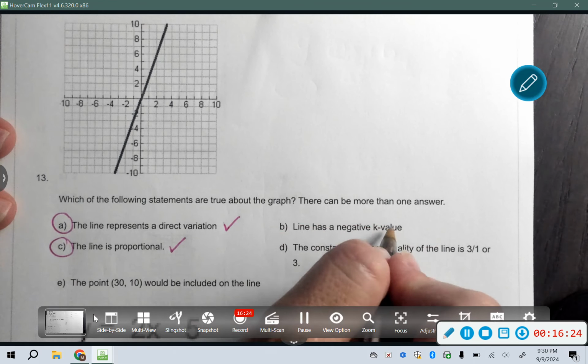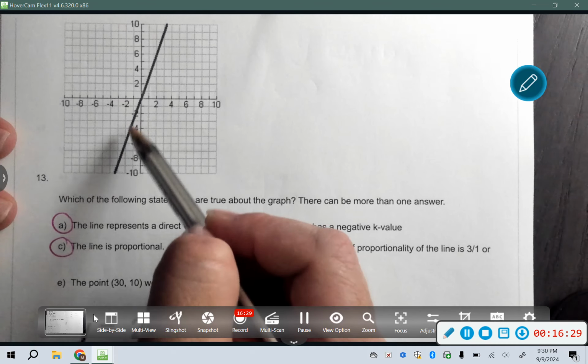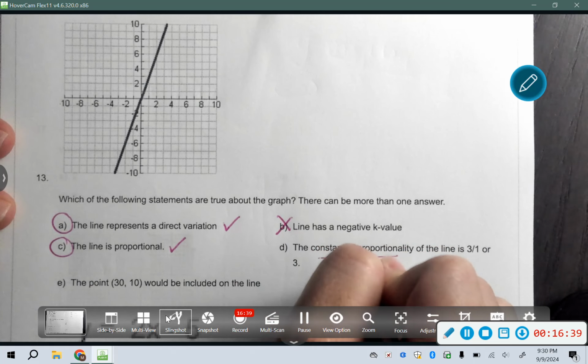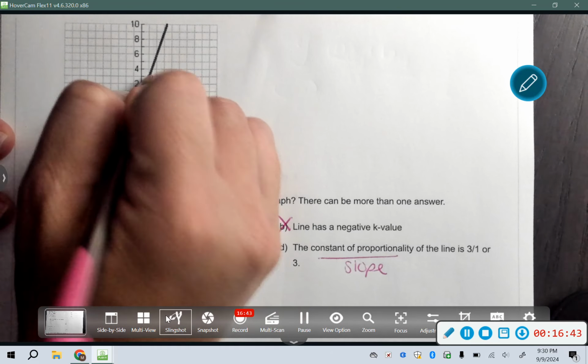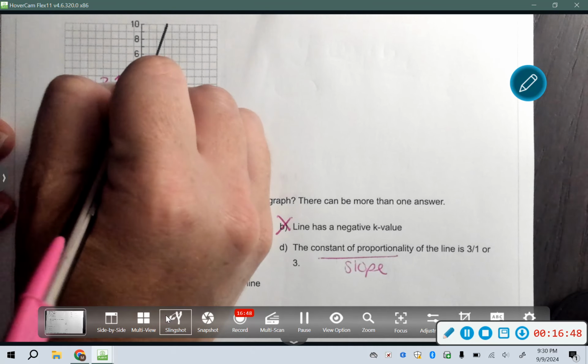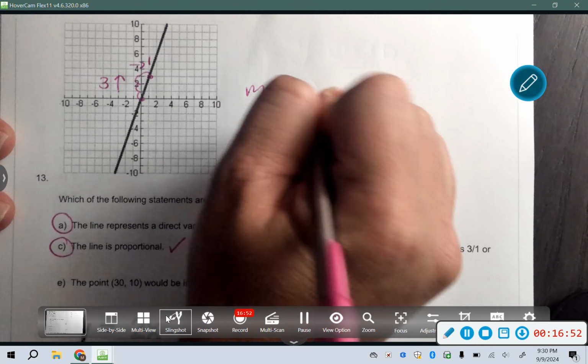Line has a negative k-value. Well, if it was a negative k-value, that means it would be a negative slope, but this is increasing from left to right, so that's not true. This is a positive k-value. Constant of proportionality of the line is 3 over 1 or 3. That's just a fancy way of saying slope. So if we find 2 points, rise 1, 2, 3 over 1. So my slope is 3 over 1, which is 3.